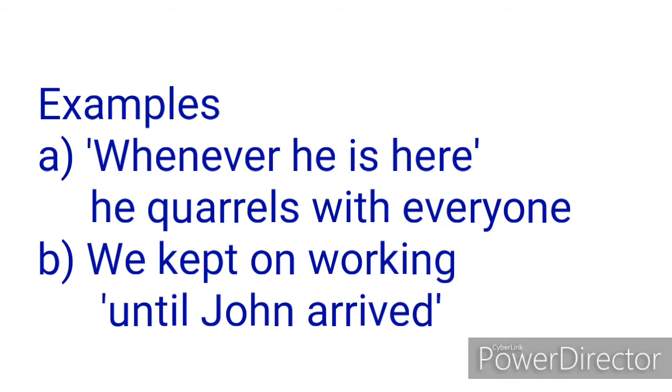Whenever he is here is an adverb clause of time because it answers the question when. And according to the sentence, it tells you when quarrel always happens. As I earlier said, adverb clause usually qualifies a verb, and in the sentence, whenever he is here is an adverb clause qualifying the verb quarrels. In the second example, we kept on working until John arrived. Until John arrived is an adverb clause of time qualifying the verb working.